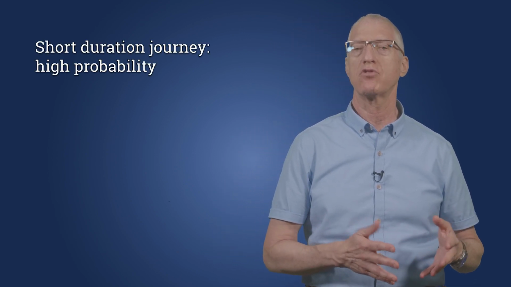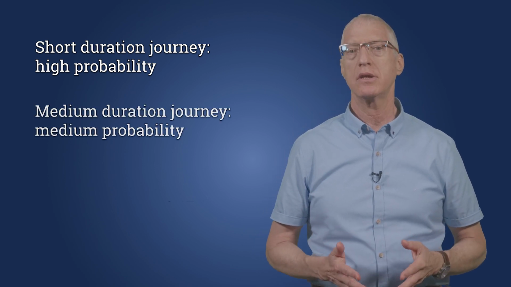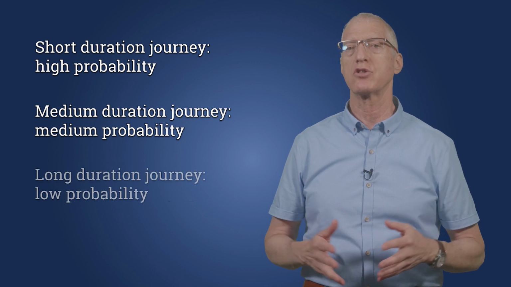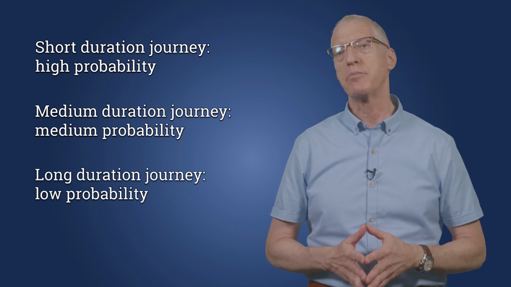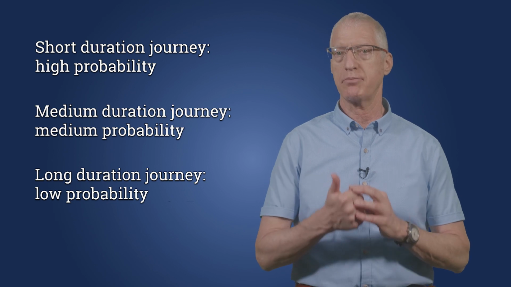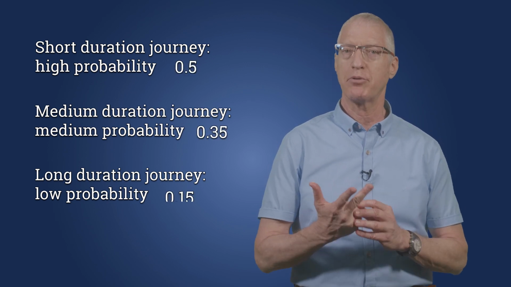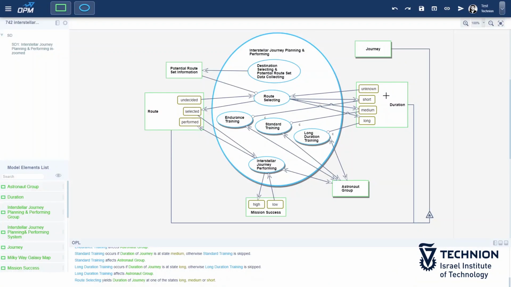Since we are not aware of many habitable planets in a radius of less than 50 light years around our planet, we will more likely need to take a short duration journey to make the journey faster. We are less likely to take a medium duration journey and least likely to take the long duration journey. We estimate the probabilities of the three journey durations as 0.5, 0.35, and 0.15. Let us add these probabilities to the three state-specified result links. Needless to say, probabilities must sum up to 1.